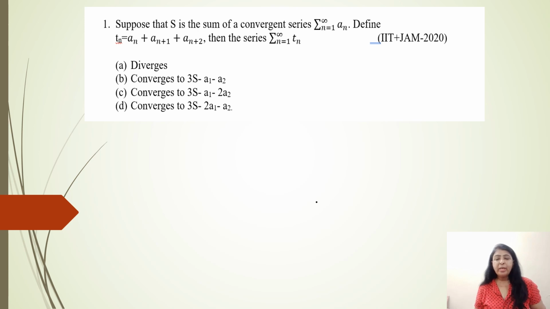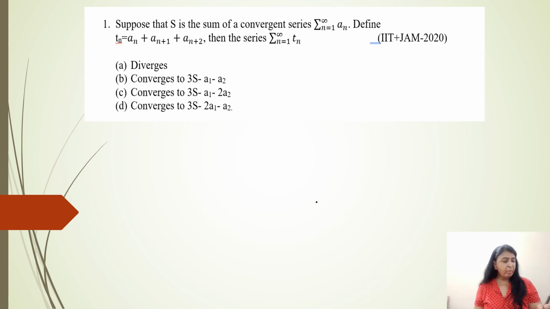The question is: suppose S is the sum of the convergent series sigma n varies from 1 to infinity an. Define Tn as an plus 1 plus an plus 2. Then the series sigma n varies from 1 to infinity Tn either diverges, or converges to 3S minus a1 minus a2, or converges to 3S minus a1 minus 2a2, or converges to 3S minus 2a1 minus a2. So S is given to us and we have to find the summation of the series T.